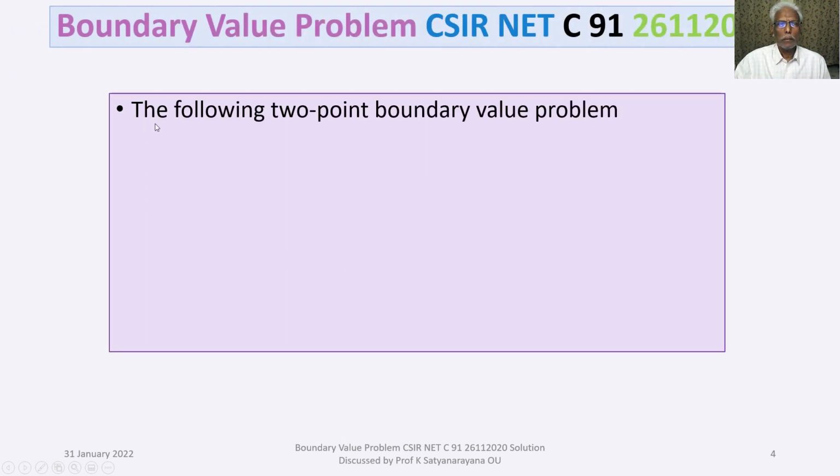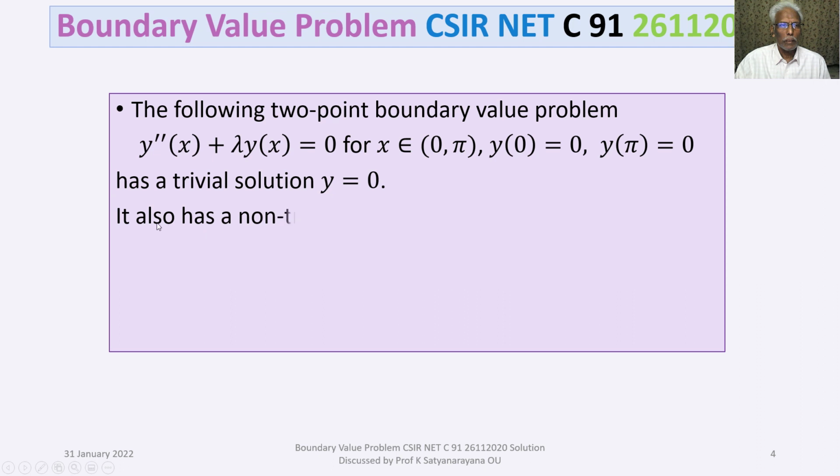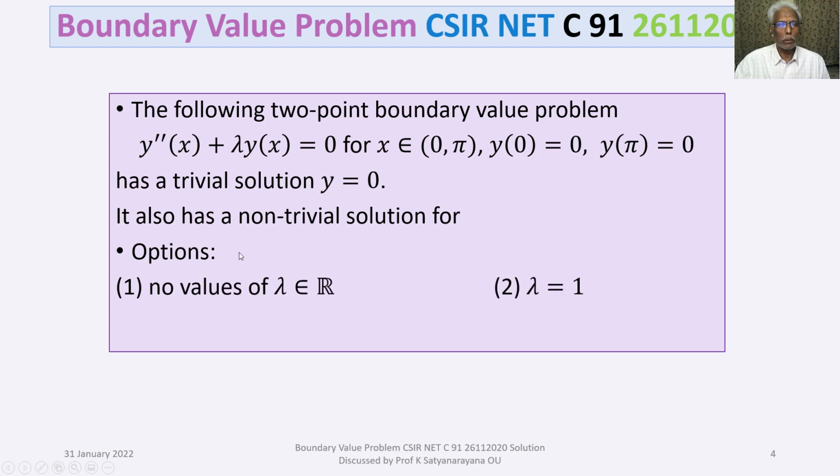The problem is the following 2-point boundary value problem: y double dash x, that is second derivative, plus lambda times y of x is equal to 0 for x belongs to the open interval 0 to pi, y at 0 is equal to 0 and y at pi is equal to 0. These are the two boundary conditions. It has a trivial solution y is equal to 0. It also has a non-trivial solution for, and four options are given.